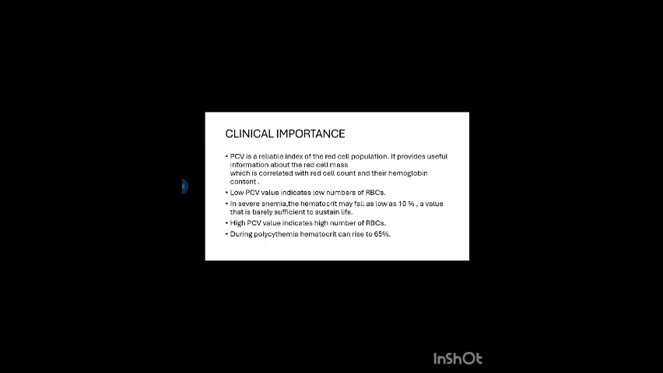Low PCV value indicates a low number of RBC as seen in anemia, and in severe anemia it may fall as low as 10%, a value that is barely sufficient to sustain life. And high PCV value indicates a high number of RBCs as seen in polycythemia, and during polycythemia hematocrit can rise to 65%.